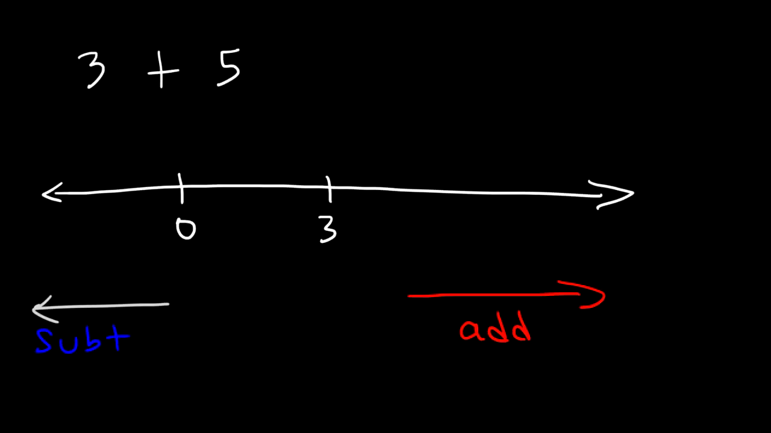So we wish to add 5 to 3. So we have to travel 5 spaces to the right. 1, 2, 3, 4, 5. This is 4, 5, 6, 7, 8. That's where we ended at. So 3 plus 5 is 8.